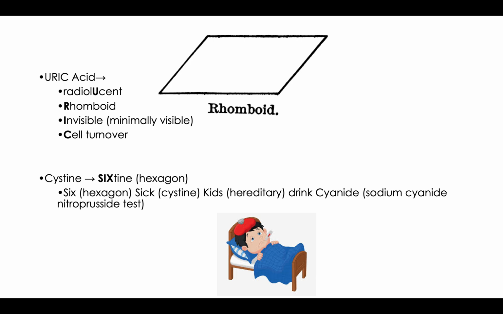And the last stone we have is cysteine, and I'm not really sure where I remember this mnemonic from, but you can remember that a 16 and a hexagon has 6 sides, as well as 6 sick kids drink cyanide. So the 6 in 16 is for the hexagon shape. The sick kids is to help you remember that this is a hereditary condition, but also cysteine stones are pretty much always in kids in the question stem. And then drink cyanide is for the sodium cyanide nitroprusside test. If you get that sodium cyanide nitroprusside test, that's a key giveaway that this is going to be a cysteine stone.